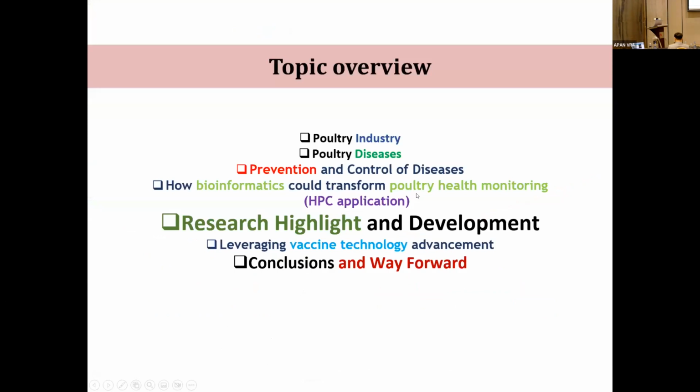So this is the overview. I will give a brief on the poultry industry in Malaysia, the diseases, and the prevention and control of the diseases, and how bioinformatics with the help of HPC could transform poultry health monitoring. Then a bit on the research highlights and development, and how bioinformatics helps in leveraging vaccine technology advancement, and then the conclusion and the way forward.